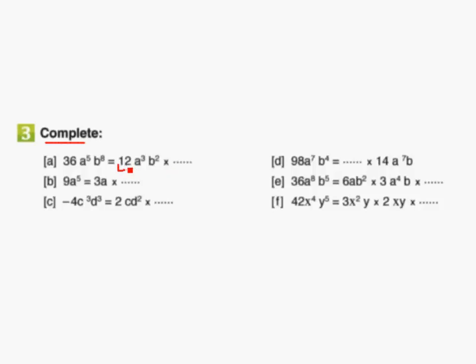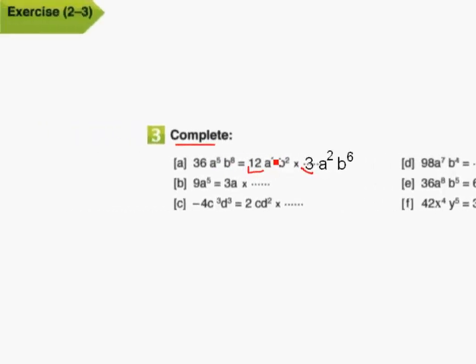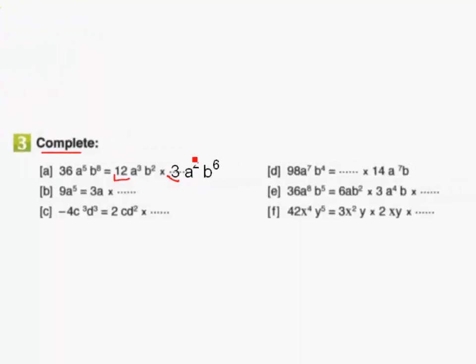Notice that we have here 36. 36 became 12. 12 times which number to give 36? Using the calculator to make 36 divided by 12, it will be 3. Here we have a to power 5, it became a to 3. So you have to make division of a to power 5 divided by a to power 3. I told you that if you have the same base and you have division, we can subtract the power. The power here is 5 minus 3, so here we have a to power 2. The same, b will be to power 8 minus 2, which is 6.